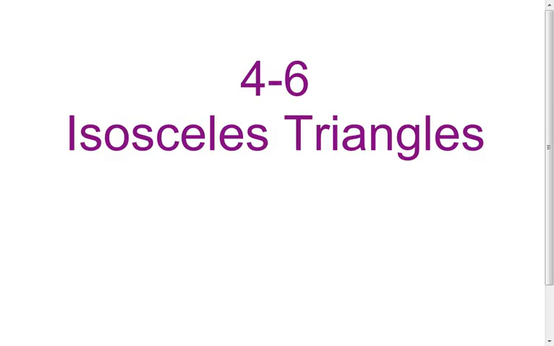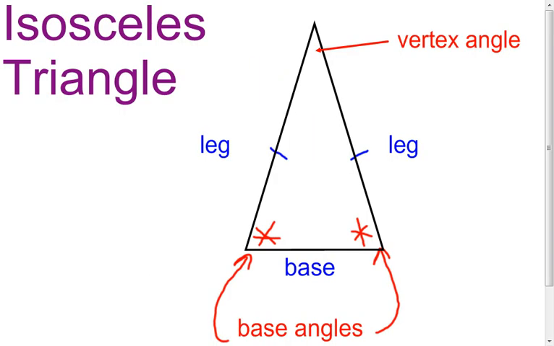Here we're going to talk about isosceles triangles a little more in depth than what we have in the past. So far you've learned that in an isosceles triangle, two of the sides are congruent. Those two sides are going to be referred to as the legs, as you can see here.